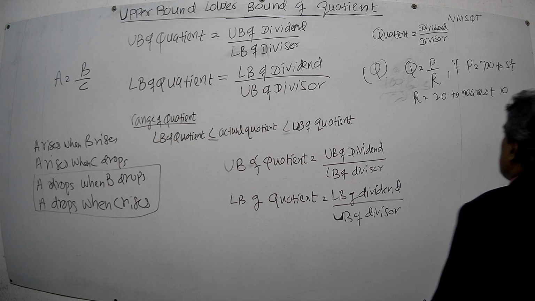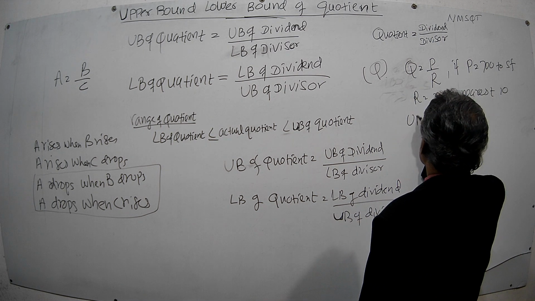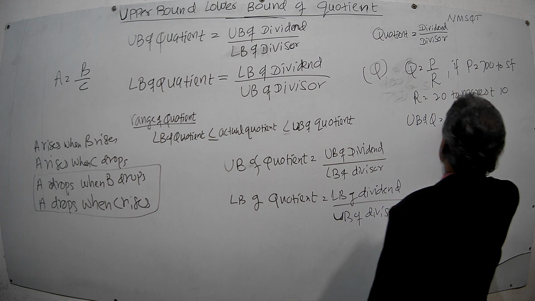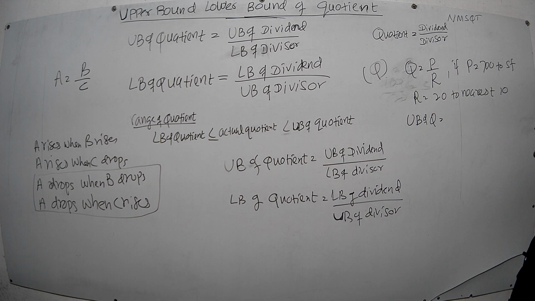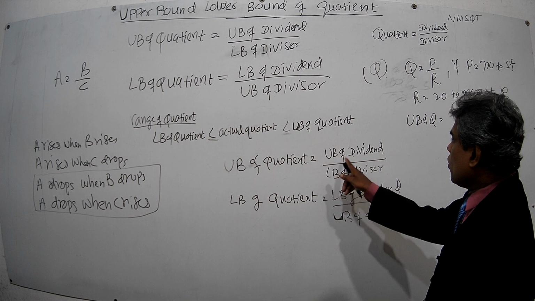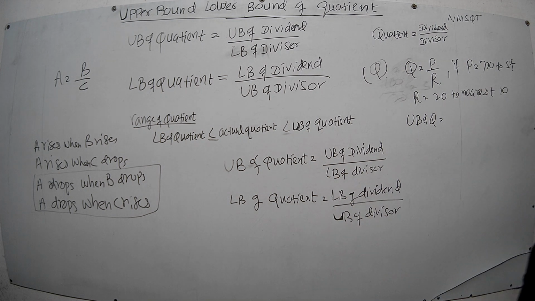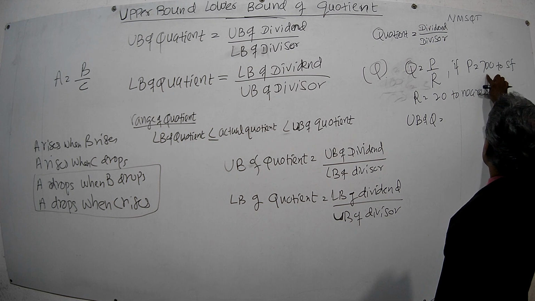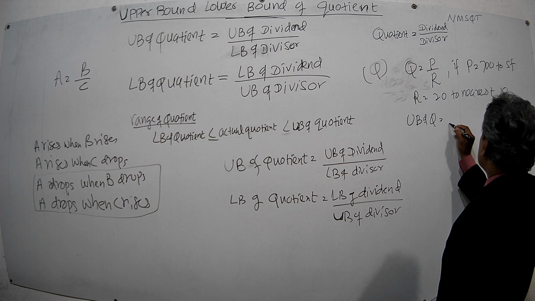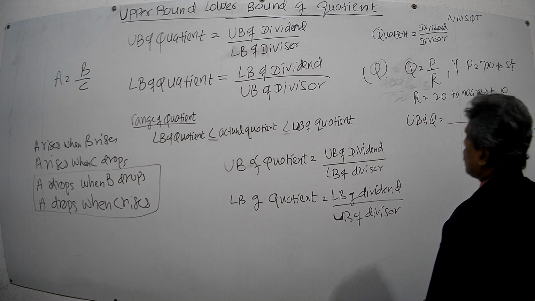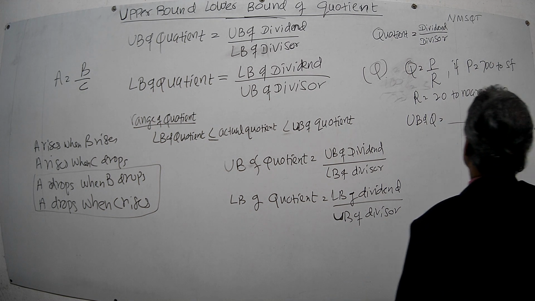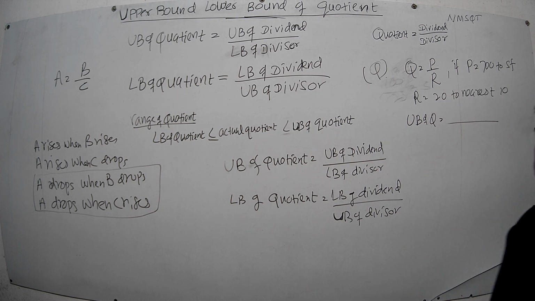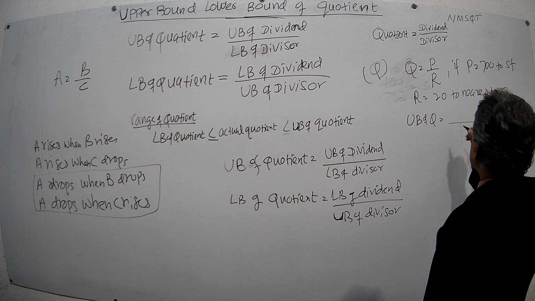Now, the upper bound. Write the upper bound of Q, the quotient. Then what do you have to take? You have to take the upper bound of the dividend. The upper bound of the dividend is the corrected value plus the degree of accuracy over 2.